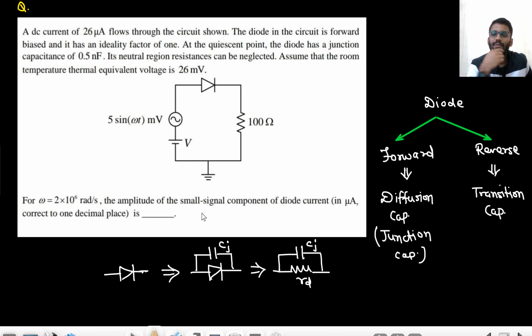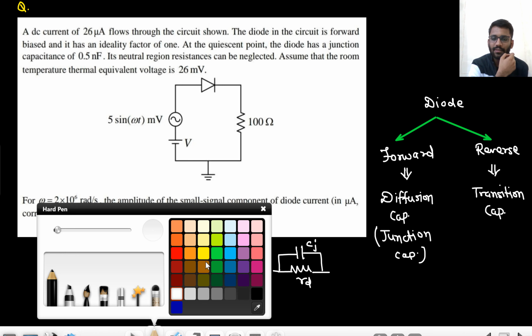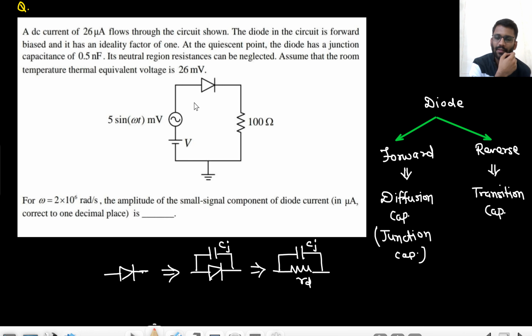Let's read the question now. A DC current of 26 microampere is flowing. This is already given here: 26 microampere current. The diode is in forward bias. It has an ideality factor of 1, eta is 1. At the Q point, that means at the operating point, the diode has a junction capacitance of 0.5 nanofarad. Its neutral region resistance can be neglected.